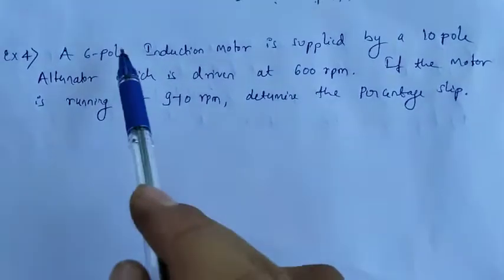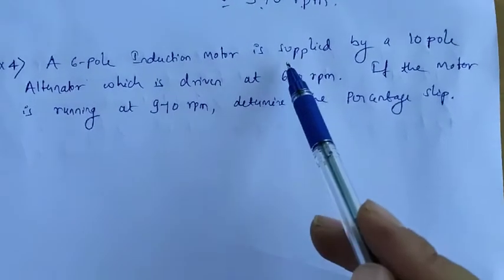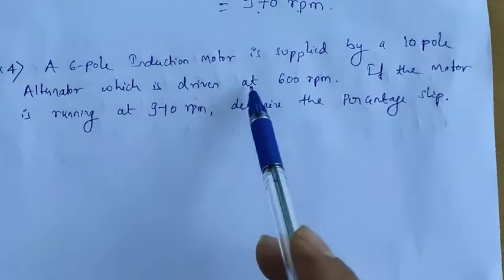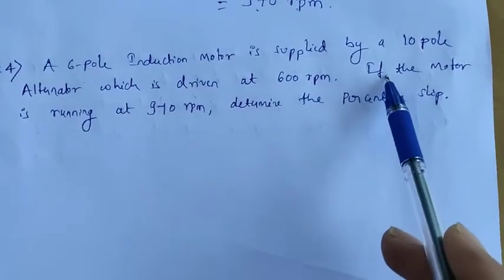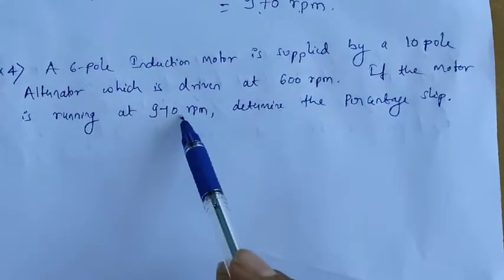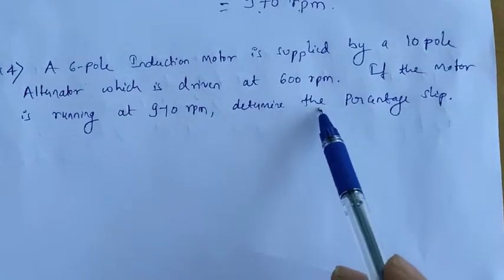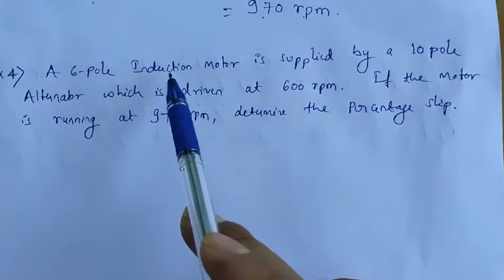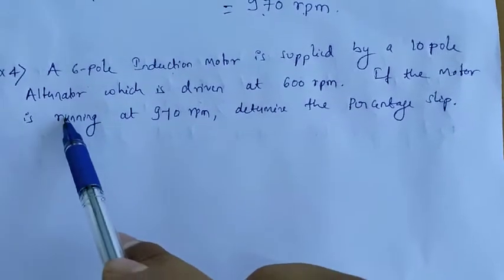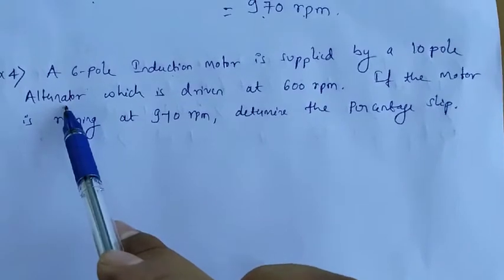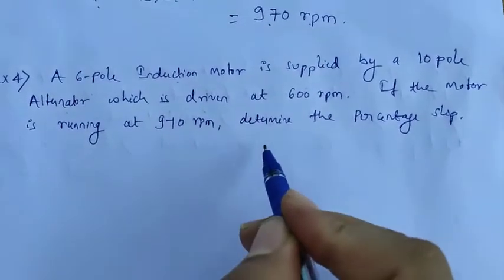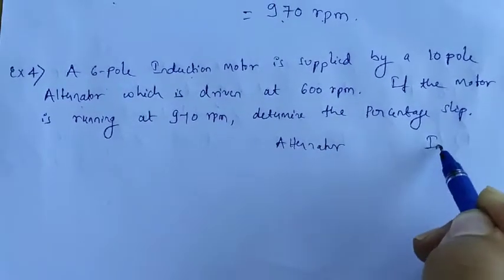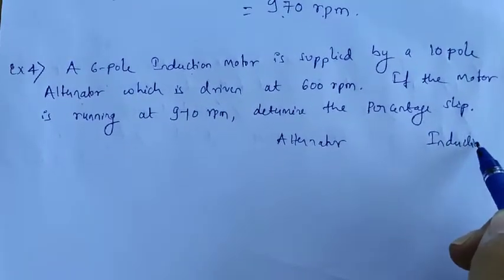the next example is, a 6-pole induction motor is supplied by a 10-pole alternator which is driven at 600 RPM. If the motor is running at 970 RPM, determine the percentage slip. So in this case, the data is given for both induction motor and alternator. Alternator means it's a synchronous generator.